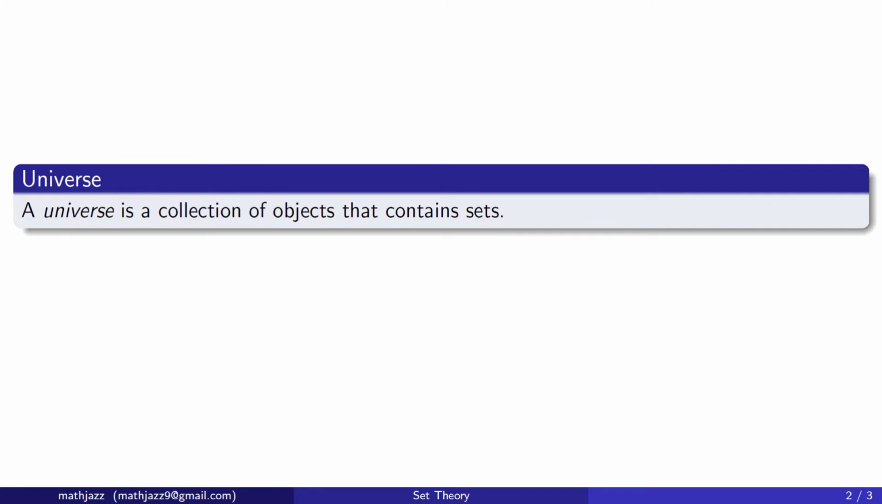The next term we need is universe. So a universe is a collection of objects that contain sets. That is, the universe contains objects, but it also contains sets. The objects are elements of the universe. The sets are subsets of the universe.